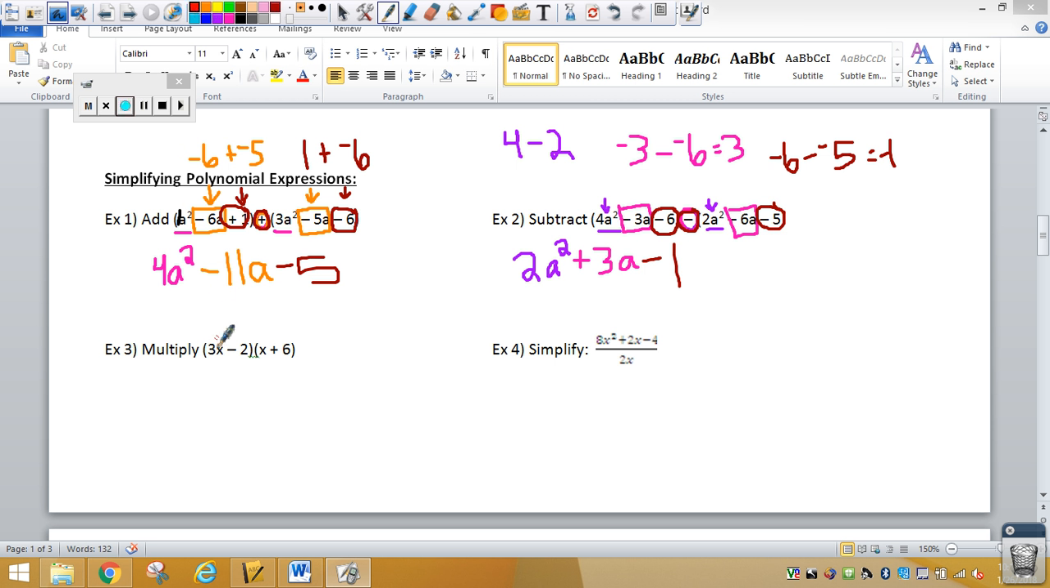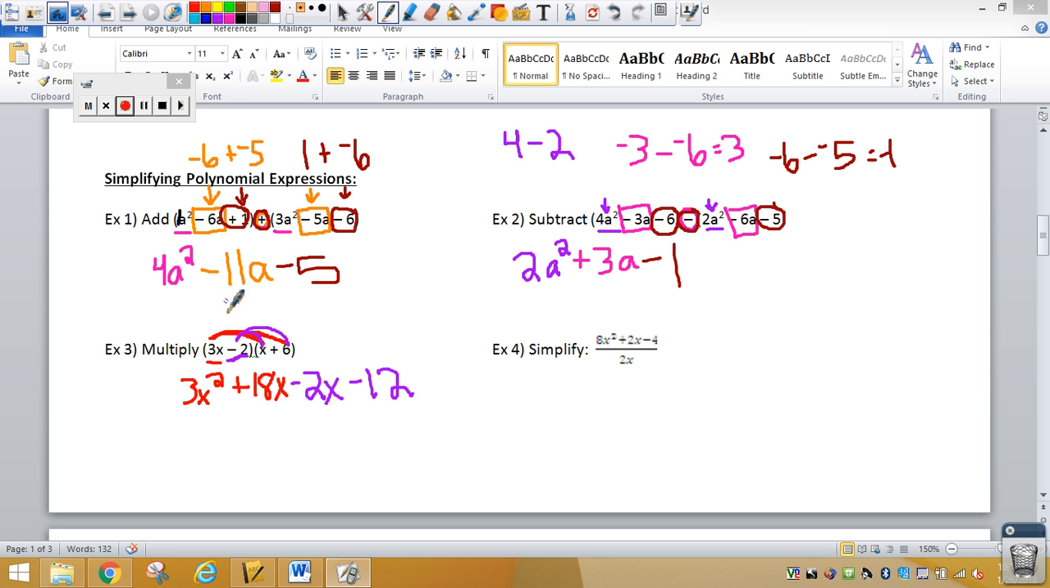Okay, multiplying. You take your first term, this 3x, and I'm going to distribute. So 3x times x is 3x squared. 3x times 6 is a positive 18x. So again, I just took my first term and I multiplied it to this x and I multiplied it to this 6. I'm going to do the same thing with a negative 2. So negative 2 times x is negative 2x, and negative 2 times 6 is negative 12.